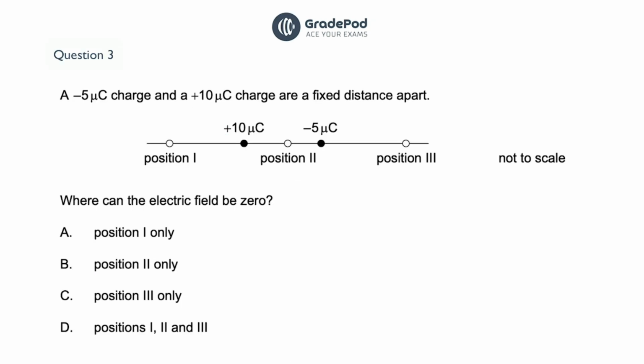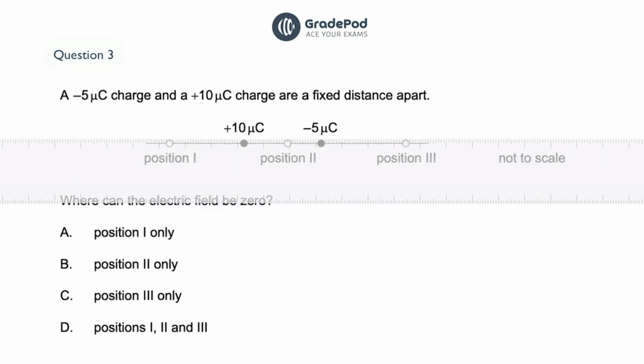A minus 5 microcoulomb charge and a plus 10 microcoulomb charge are a fixed distance apart. Where can the electric field be 0? Let's look at each charge and consider the electric field due to each of those charges. We'll go with the 10 microcoulombs first. A positive test charge would be repelled from this 10 microcoulombs.